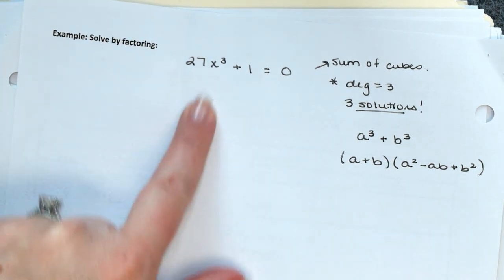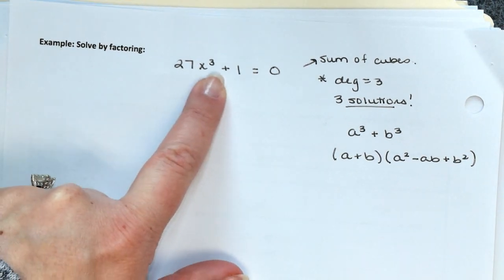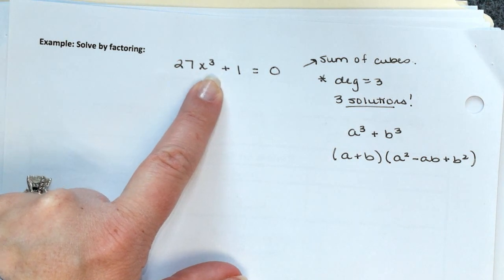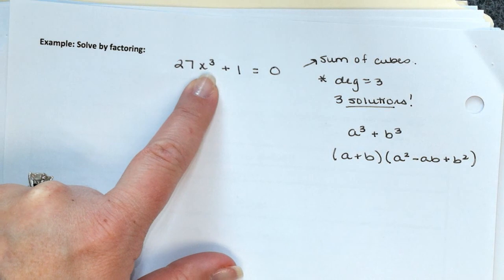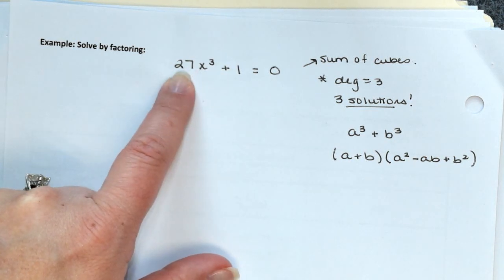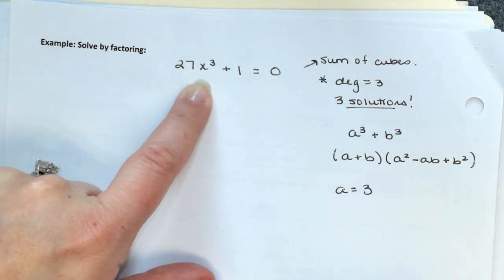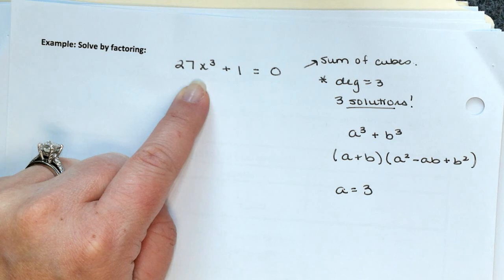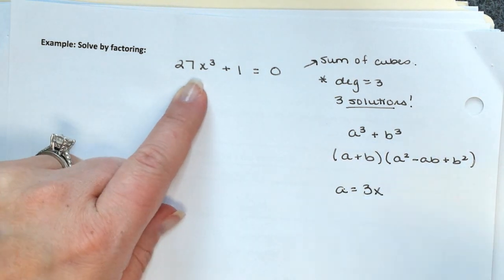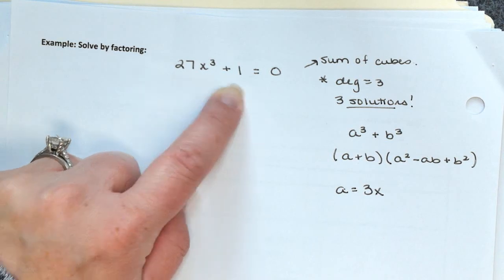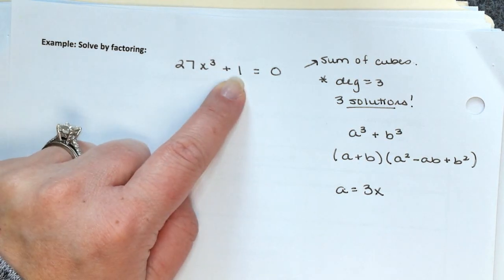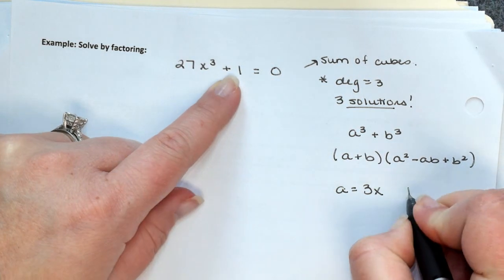So, what do you cube to get 27x to the third? What do you cube to get 27? What can you take to the third power and your answer will be 27? 3. So our a value is 3. What do you cube to get x cubed? X. So your a value is 3x. Okay? What would your b value be? What do we cube and come out with 1? 1. So your b value is 1.